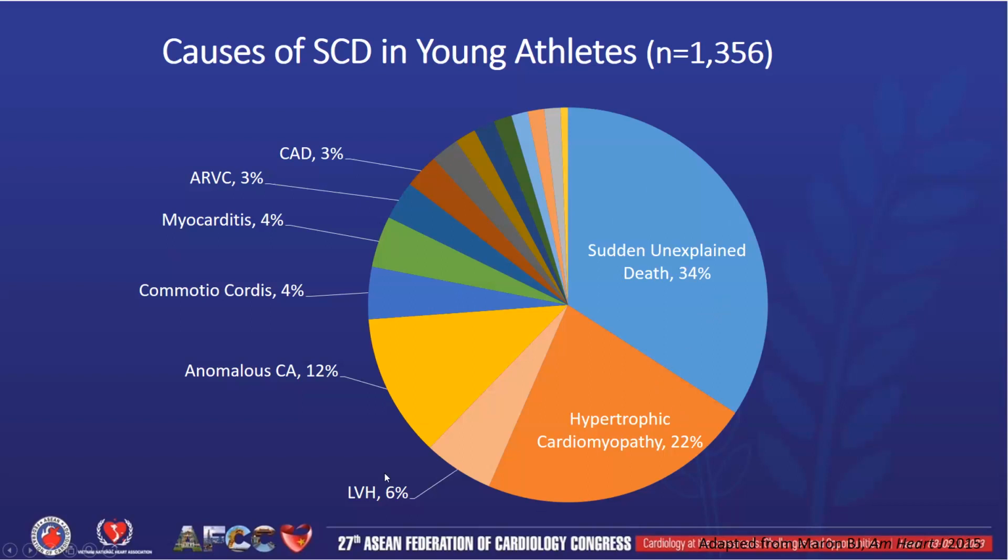But hypertrophic cardiomyopathy or unexplained left ventricular hypertrophy accounted for the vast majority of other cases. Anomalous coronary arteries was an important subset, and then a smattering of others, including myocarditis, ARVC, coronary disease, and commotio cordis. We go about looking at echocardiograms for the purpose of screening for causes of sudden cardiac death. We'll keep in mind that these are the types of things that we'll be looking for.